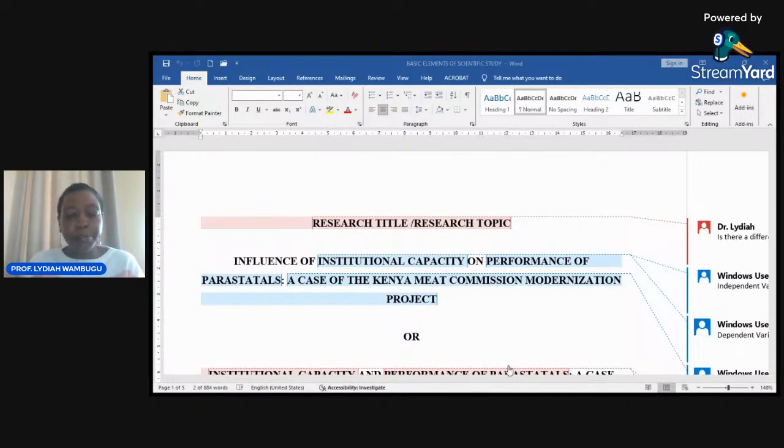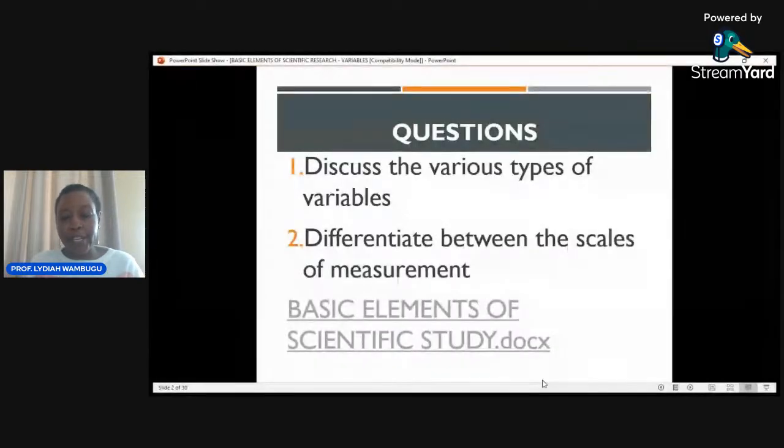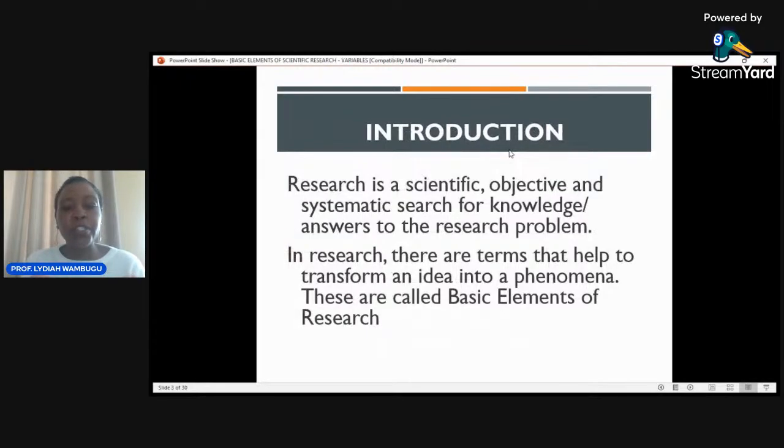So today we are going to discuss variables in research, but we will also look at a few of the other basic elements of scientific research that we need to be aware of, and mostly why we have chosen to talk about the variables only. So I hope the slides are clear. So those are the two questions that we are going to answer today.